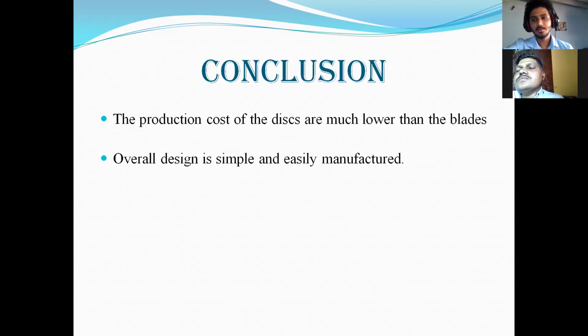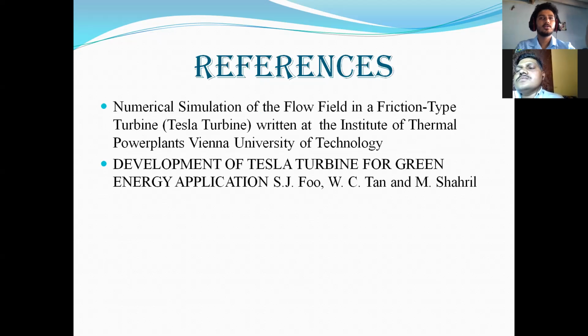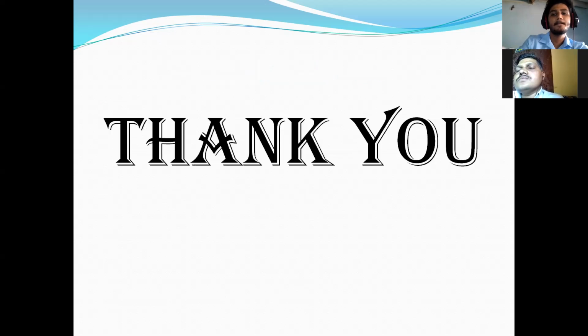Then I want to conclude by saying that despite its inefficiency, the Tesla turbine still has some better advantages. The production cost of the discs is much lower than the blades, and the overall design is simpler and more easily manufactured. And we can use a variety of fluids with this kind of disc. And I took all this for reference from two papers. Thank you, sir.